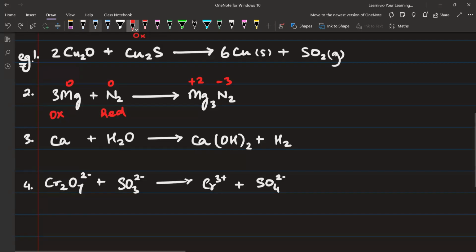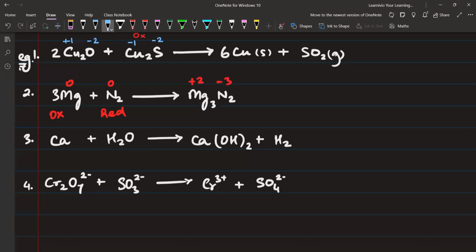So for the first case, the oxygen here will be in -2 oxidation state, because oxygen generally is in -2 oxidation state. The two coppers will be in +2, so one copper will be in +1. You can take it as X and calculate it. Sulfur also will be in -2 oxidation state, and copper here will be in -1 oxidation state.